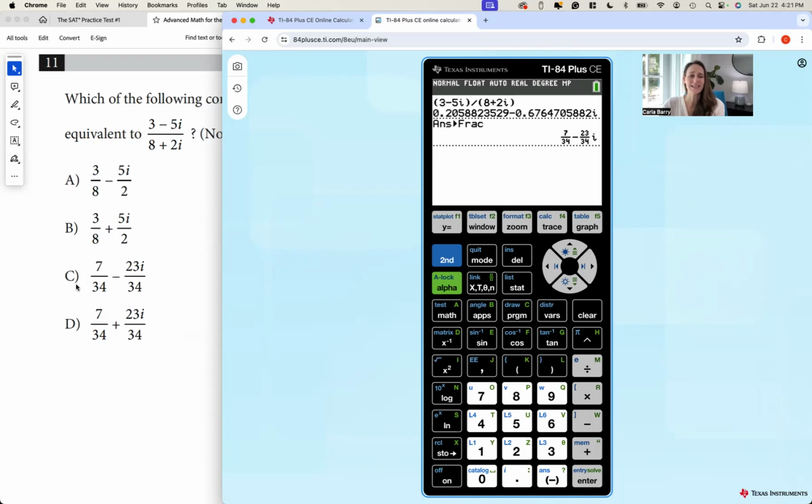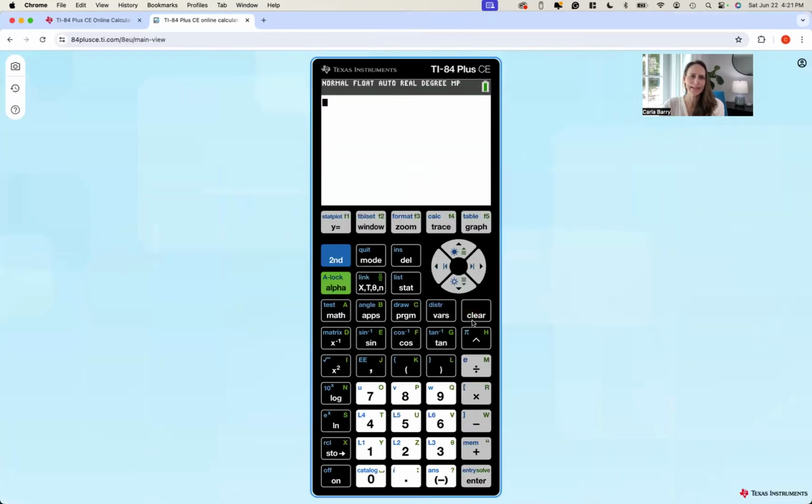So now we can easily see the answer is C. So that is our I button that I want you to know about. Okay, let's look at a couple things here with our math button. So we just looked at how to convert a decimal to a fraction. If I had 0.8, I could say math frac, and it will convert that to a fraction for me.